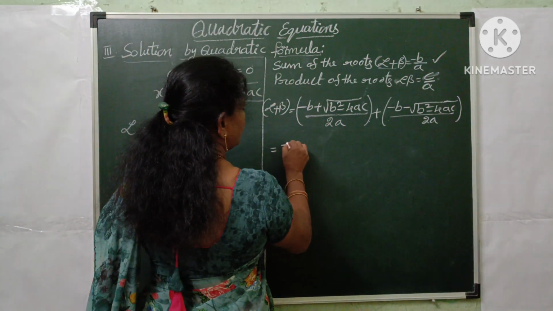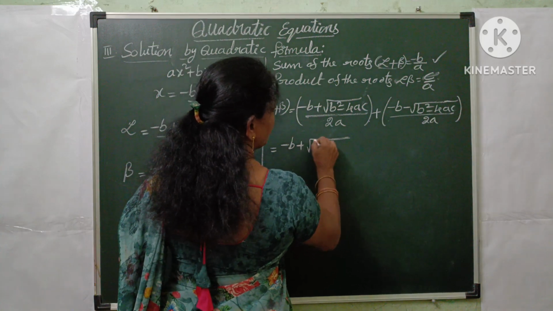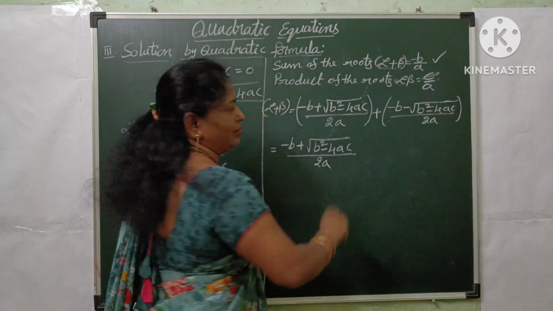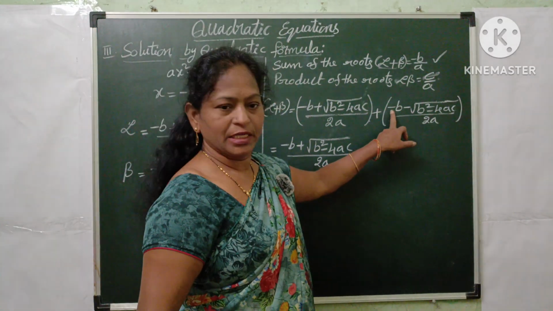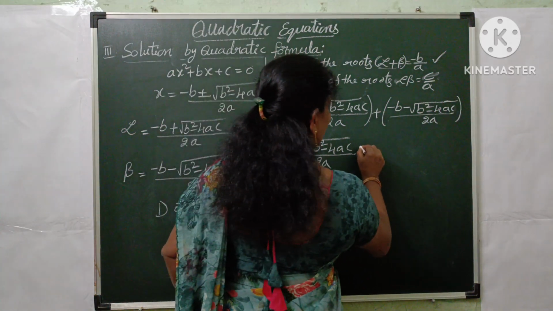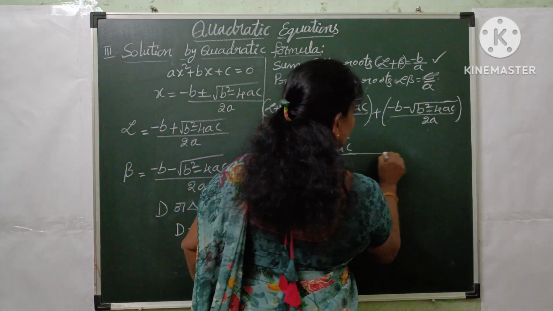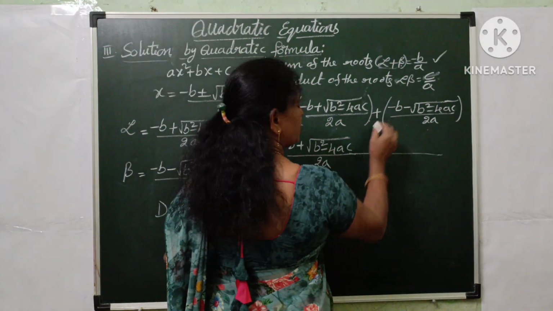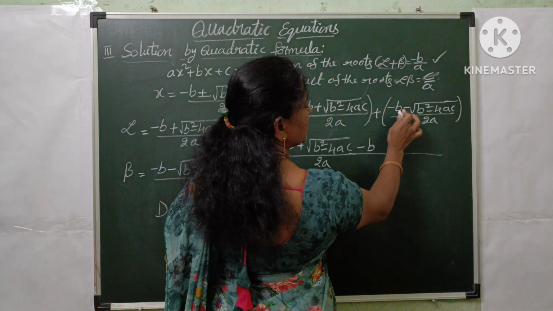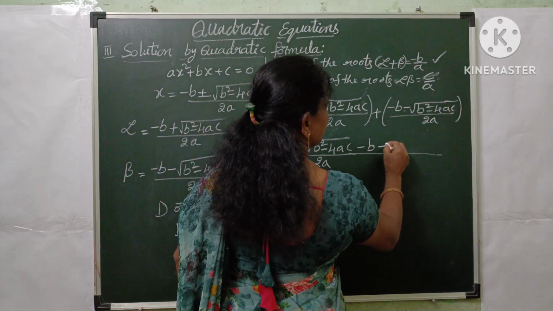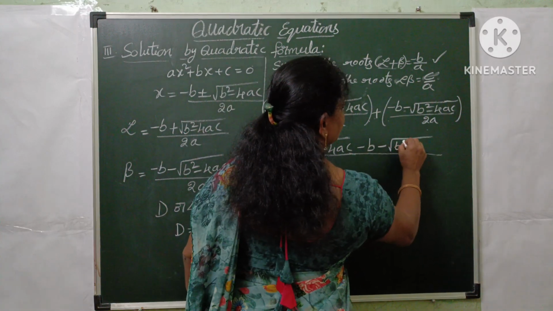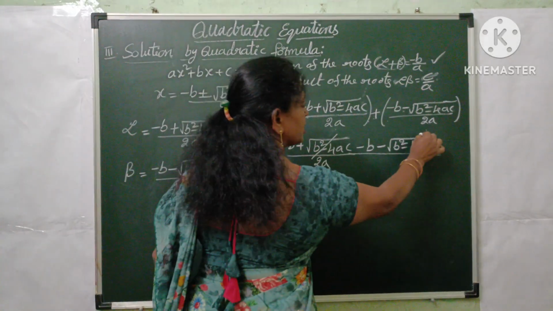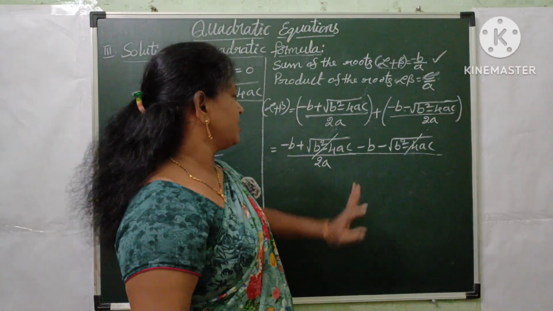Now we add them here. Minus b plus square root of b square minus 4ac by 2a. Next, plus into minus, so minus. Already the denominators are equal, yes or no? So just compare the numerators only. Here plus into minus, minus b. Next, here also minus, plus into minus, square root of b square minus 4ac. Now see, plus square root of b square minus 4ac and minus square root of b square minus 4ac, both will get cancelled.